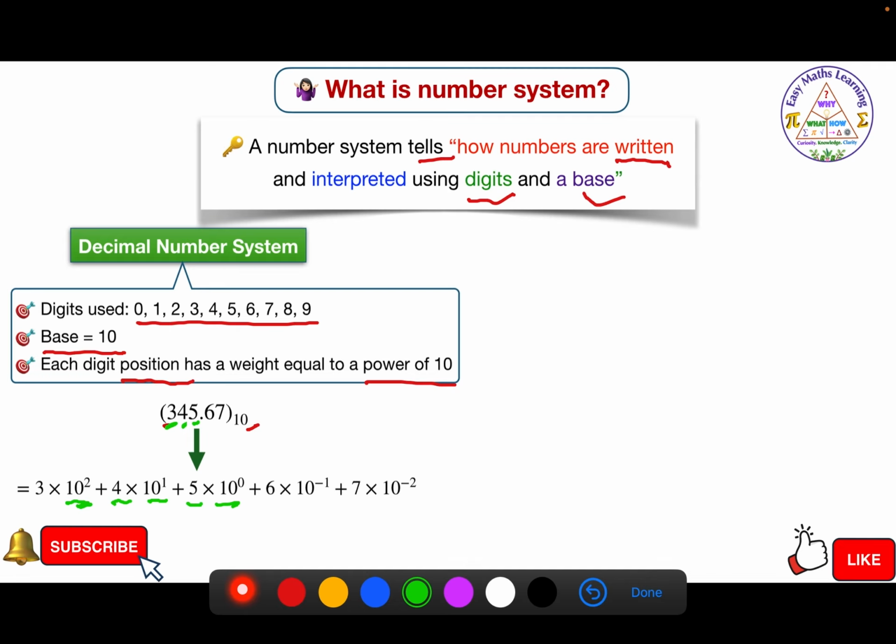After decimal, you can see digit 6 we have. This digit 6 is at tenth place. So weight for 6 is 10 raised to the power minus 1, which is 1 by 10. And weight for 7 is 10 raised to the power minus 2, which is 1 by 10 square means 1 by 100. So it is at hundredth place.